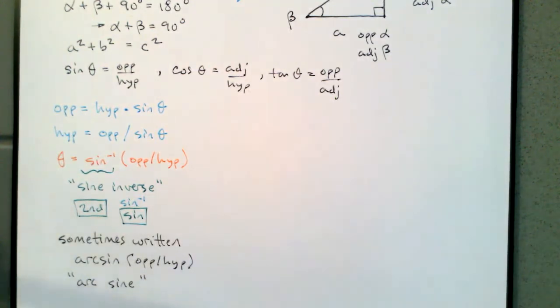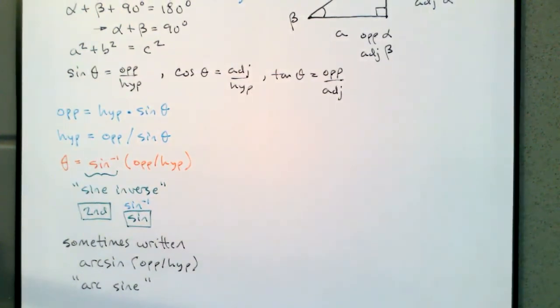So we'll pronounce that arc sine. That way we were not in danger of confusing sine to the -1 and sine inverse.